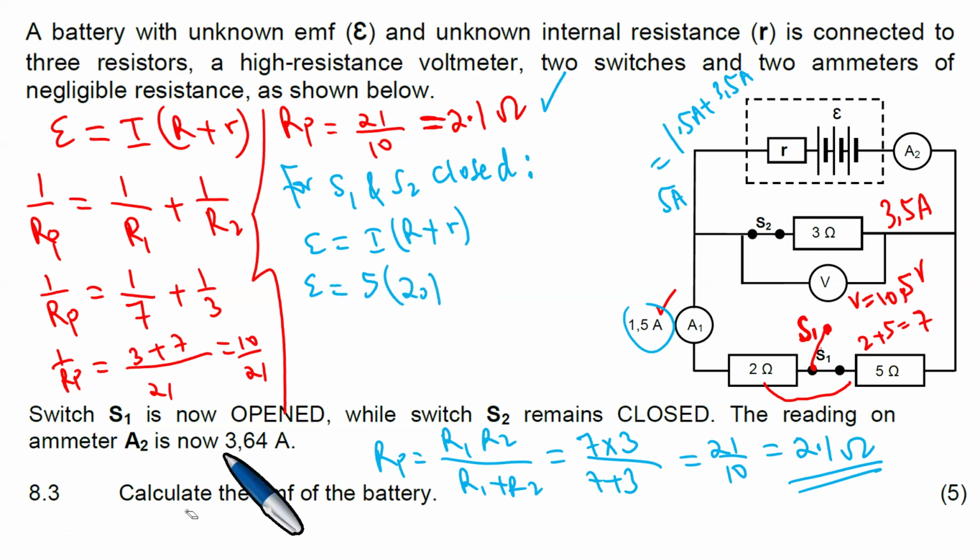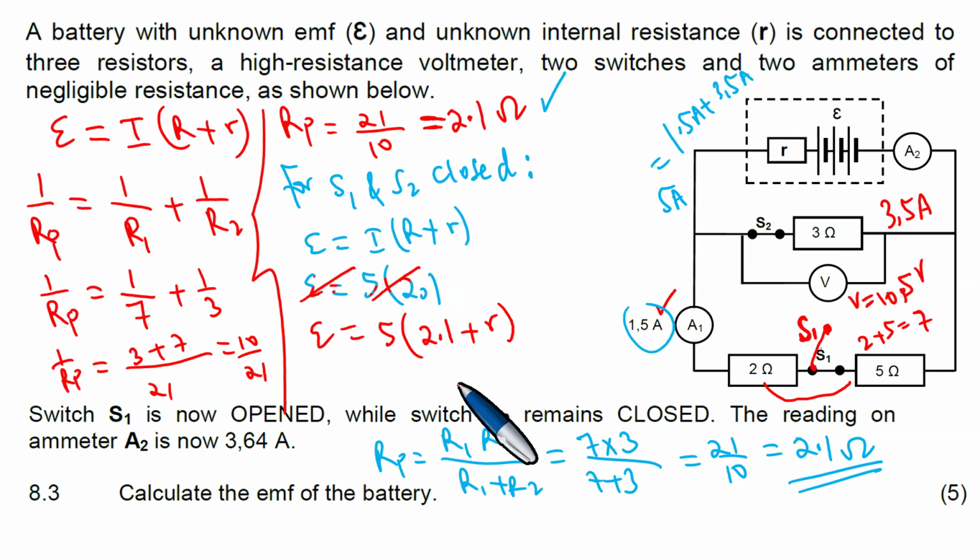And so then what exactly do we do here? So this is 5 multiplied by 2.1 plus the actual internal resistance. Then what is the internal resistance here? We realize at this point that the internal resistance is unknown. We don't know what the internal resistance is here.